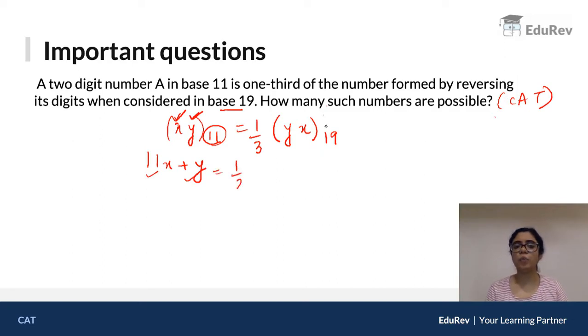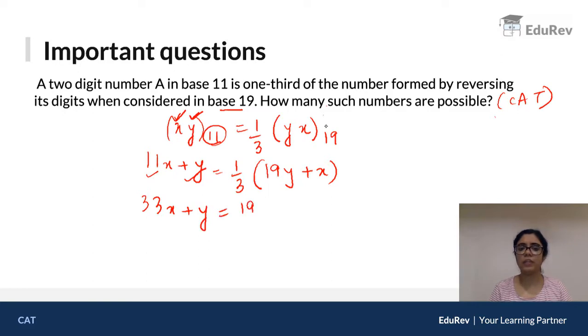That is equal to 1/3 of, now the base here is 19, so it will be 19y plus x. Same logic. Now I'll take 3 on the other side, so this will be 33x plus y is equal to 19y plus x. Sorry, 33x plus 3y is equal to 19y plus x. What will we get?